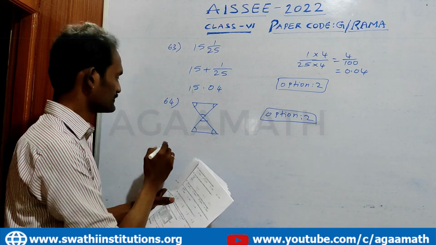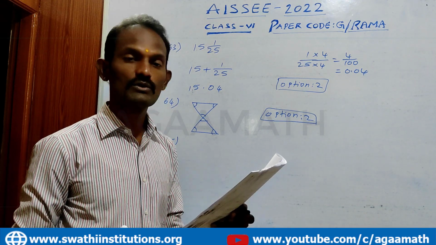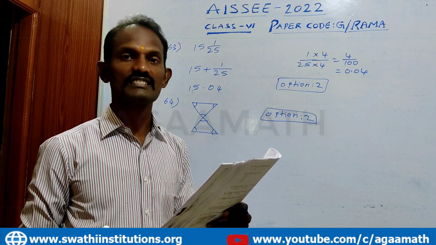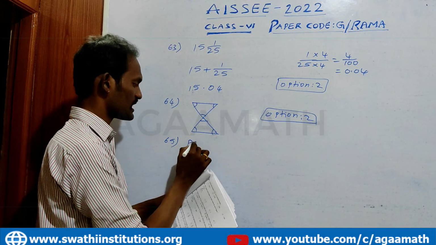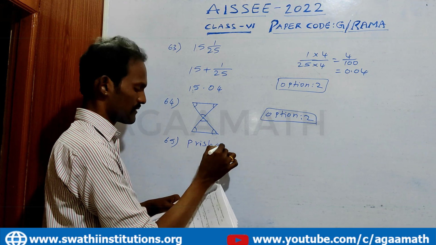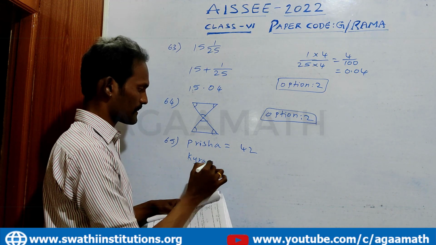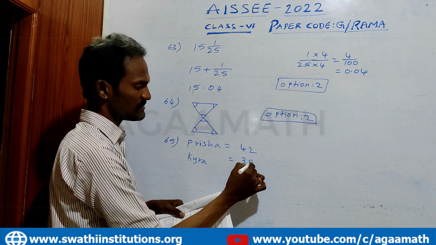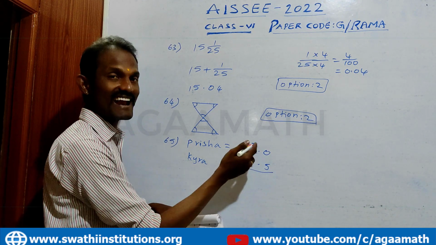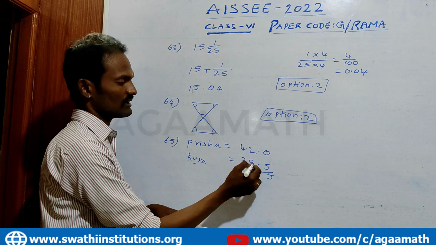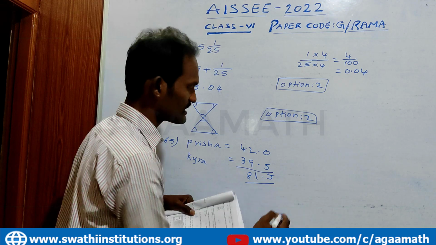Coming to question 65. Prisha weighs 42 kgs and Kaira weighs 39.5 kgs. What is the total weight? Prisha weighs 42 and Kaira weighs 39.5. So you can put 0.0. Total means we just add them. So that is 5, and 1, 4, 7, 8. So it is 81.5 kgs.